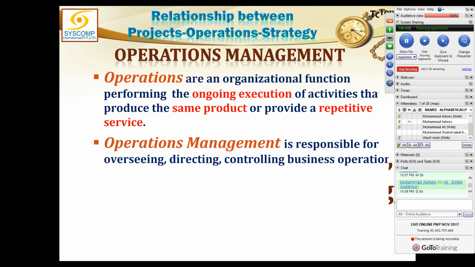As far as projects and change are concerned, if we do not conduct projects, if we do not bring change into the organization, it will survive. It will still function, but naturally it will start deteriorating, and over a longer period of time, the organization will diminish. But without operations, it cannot survive for a single moment. Therefore, we must not underestimate the importance of operations. Operations management is responsible for overseeing, directing, and controlling the business operations, and these are the business operations which actually run the organization.